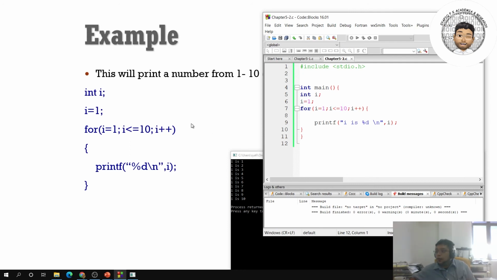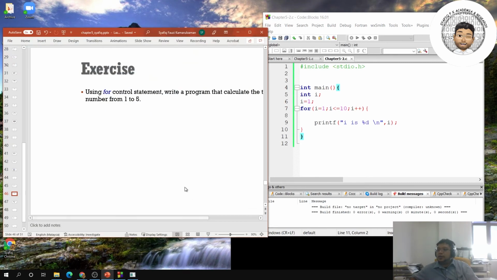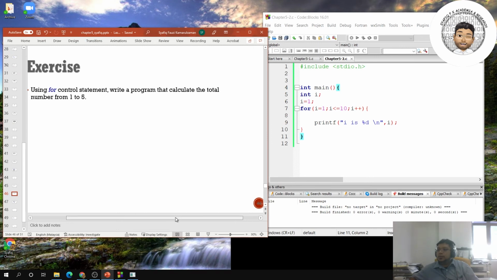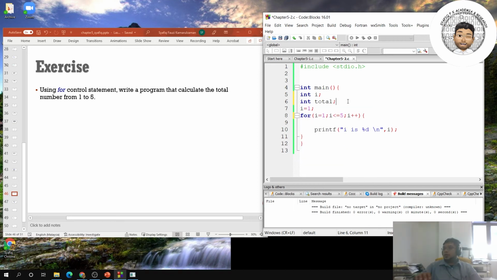So this is an example of how we use for. So here, let's just use for. For control statement, write a program that calculates the total of the numbers from 1 to 5. So let's try and calculate the numbers from 1 to 5. This one is simple. So you just create i less than or equal to 5, i is equal to 1. Okay, we create another variable here, total. So you can just add total is equal to total plus i. Okay, and then we have printf. We put it at the end after the for finishes. printf total.